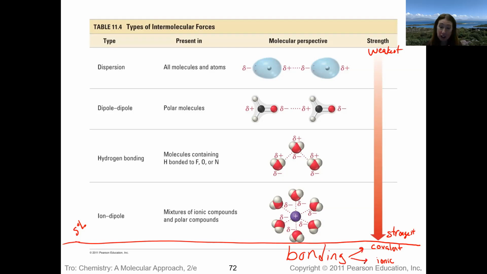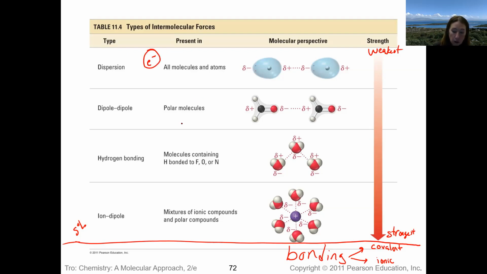So covalent share electrons, ionic transfer electrons, right? Great practice for your exam. And so which one's stronger? When the transfer of electrons, those are stronger than covalent bonds. So we have dispersion. Again, these have to do with just electrons.